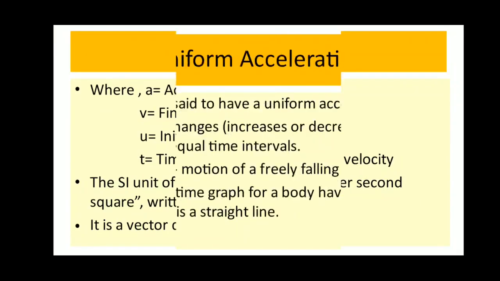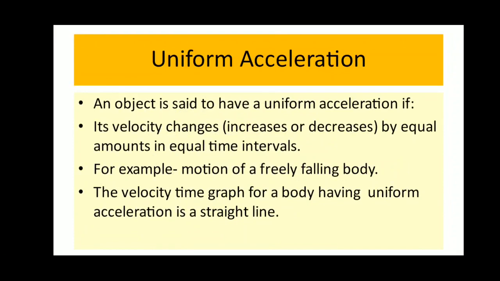Now let's talk about uniform acceleration. An object is said to have a uniform acceleration if its velocity changes, that is increases or decreases, by equal amounts in equal intervals of time. For example, suppose the velocity of an object changes by 2 meter per second every second, then it is said to have uniform acceleration. The example of uniform acceleration is motion of a freely falling body. Freely falling body is the body that falls under the influence of gravity. So such a body that falls under the influence of gravity possesses uniform acceleration.